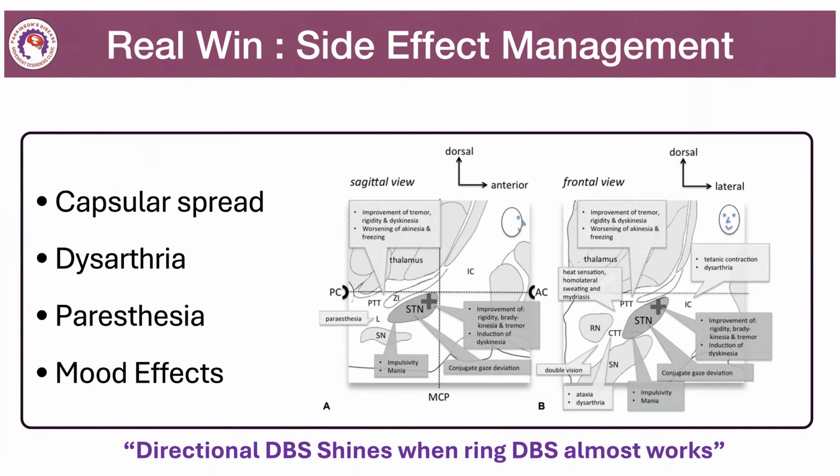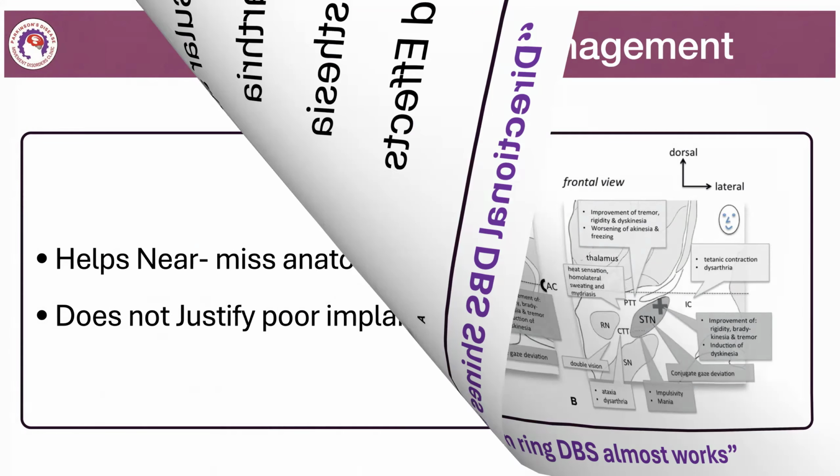And in day-to-day practice, even though I told you about the benefits on the first slide, most of the time we look from the side effect management perspective. How to reduce it if the electrode is spreading the current to capsular effects, or if it is having lemniscal effects? So to reduce this capsular spread, dysarthria, paresthesia, mood effects, this is where, in day-to-day practice, I have seen it is mostly utilized, if the lead is not sitting in the perfect sweet spot the way you wanted it to sit.